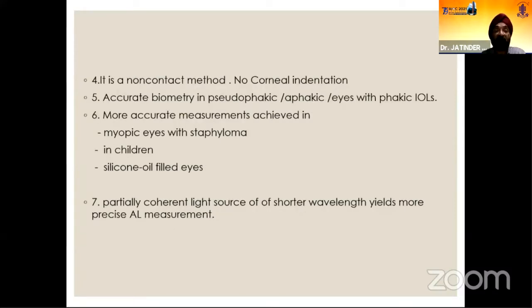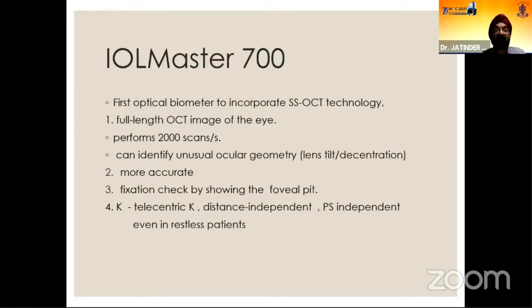Then it is a non-contact method, more accurate in pseudophakic, aphakic eyes and silicone-filled eyes. More accurate measurements are available in staphylomatous eyes, and the shorter wavelength of light yields more precise axial length compared to the sound wave of ultrasound.